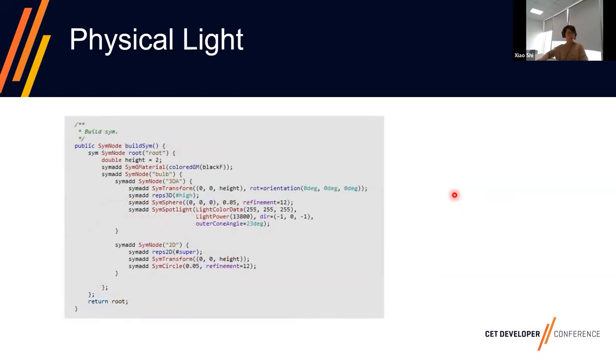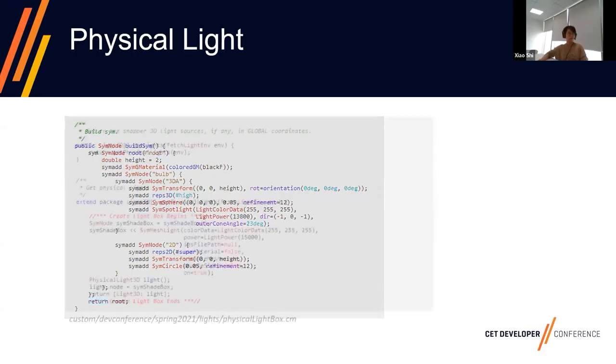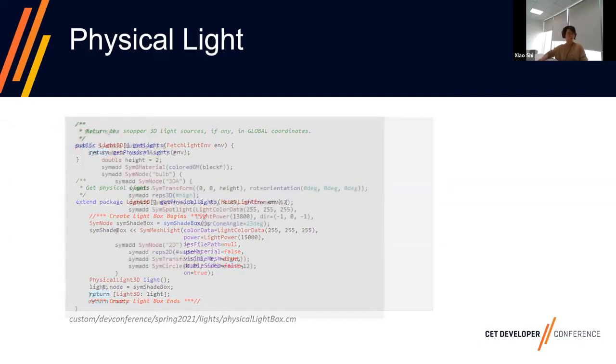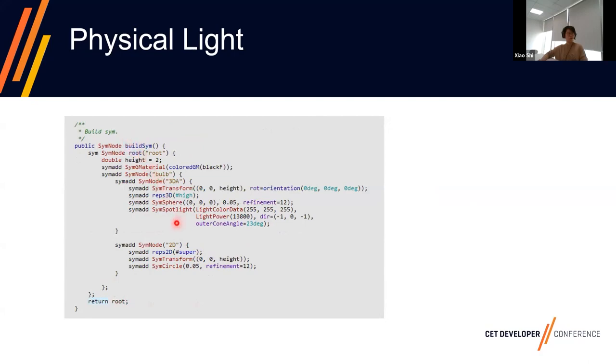Another way to do that, if you have ever done the CM-Sim way, is to go to the build sim and not to the build 3D and build 2D. Then the snapper actually won't go to the get lights here. In the build sim, you just pass in the sim spotlight in the same node that you want to get the light effect.